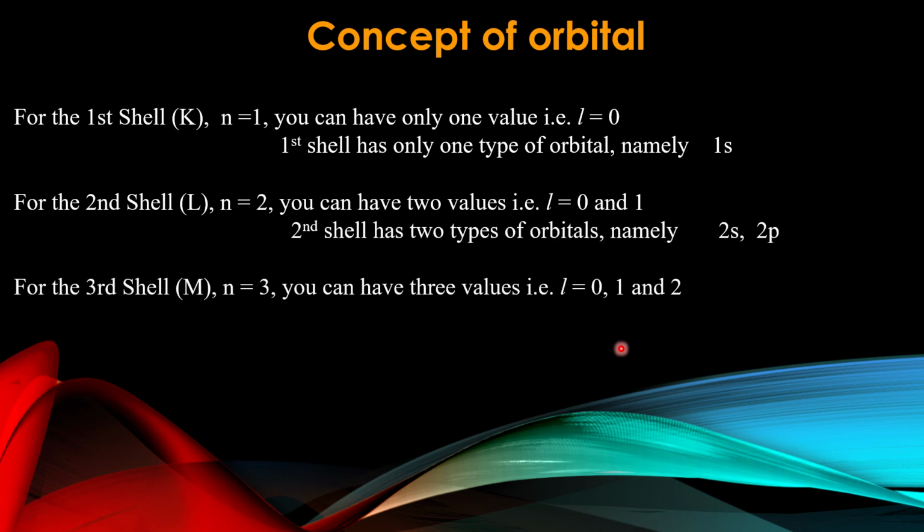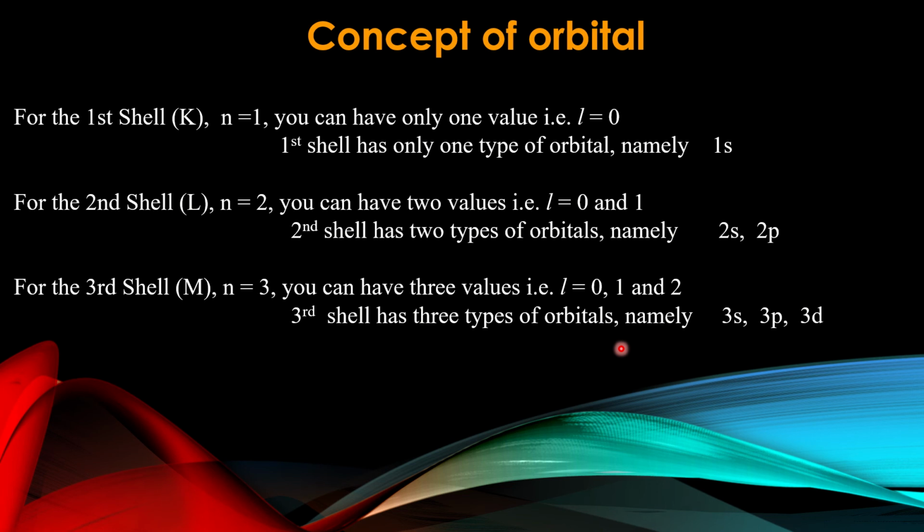In this way, for the third shell, n equals 3, the value of l is 0 to 3 minus 1, that means 0 to 2. That means there are 3 values of l and these are 0, 1 and 2. So the M shell, that means the third shell, has 3 orbitals and these are s, p and d. This is the third shell, so the orbitals are 3s, 3p and 3d.